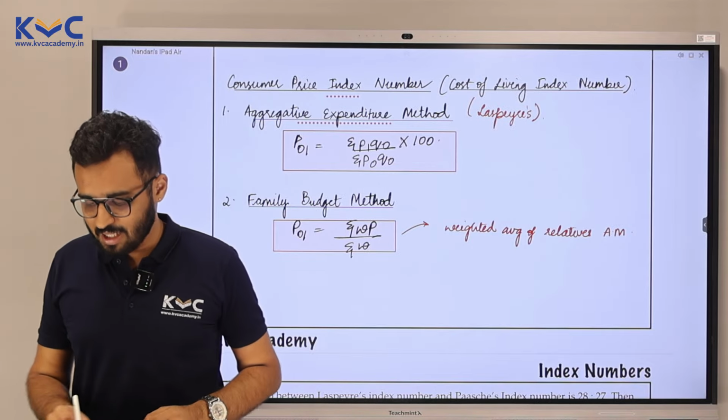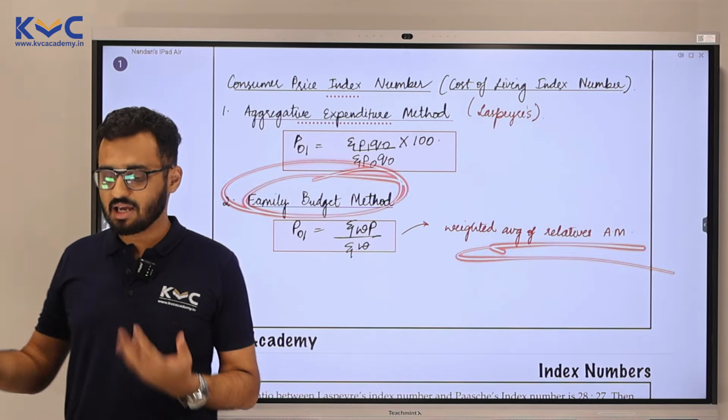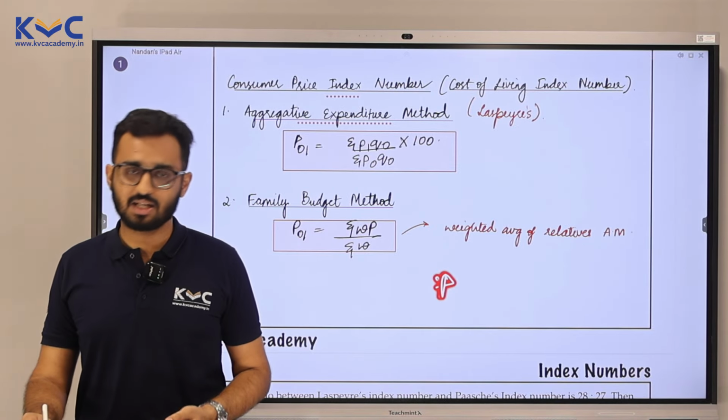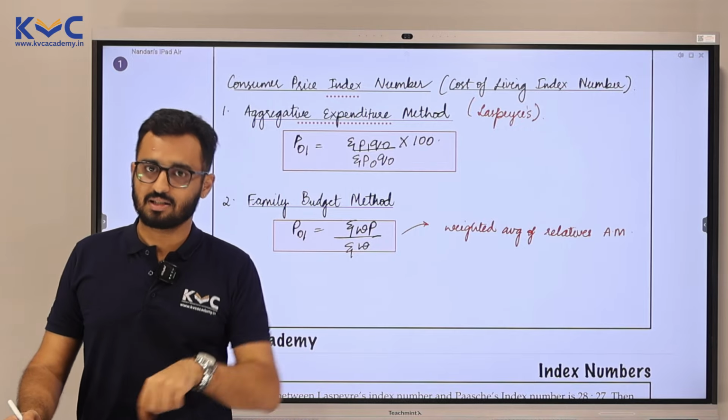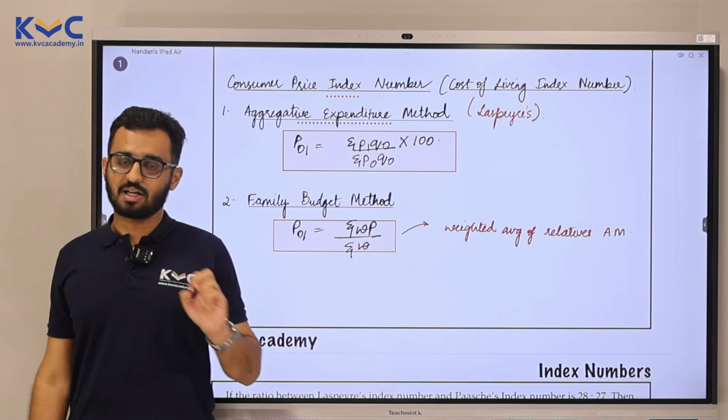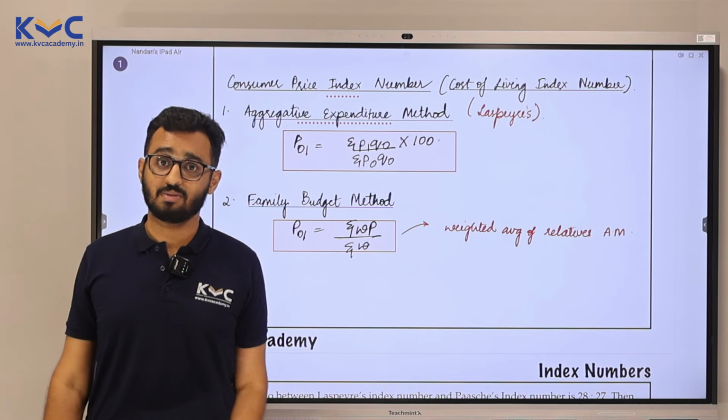Then we also have a family budget method, which is exactly weighted average of relatives. So we take the price relatives for every item, that is rice this year, earlier year, price relative. Like that we'll take. Then we'll see how much weightage rice carries, how much weightage milk carries, how much weightage vegetables carry.